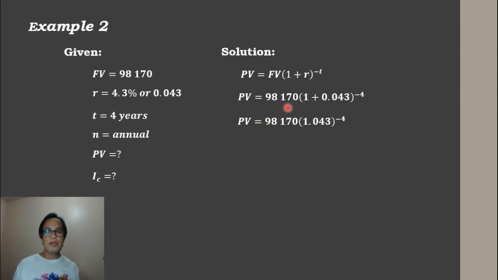So we just simply copy the future value, which is 98,170. Then we raise this number to negative 4. So using your calculator, 1.043 raised to negative 4 will give us 0.8450. Then multiply this number to the future value, which is 98,170. That would give us 82,953.65. So this is now our present value.